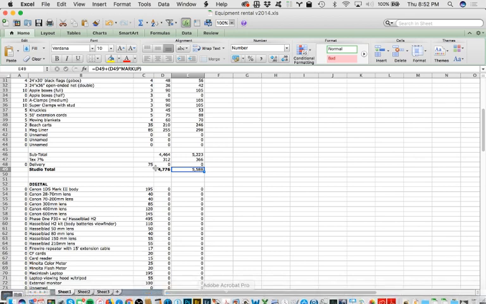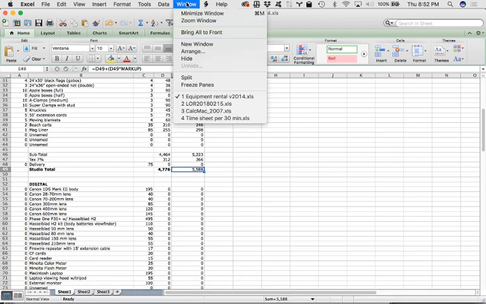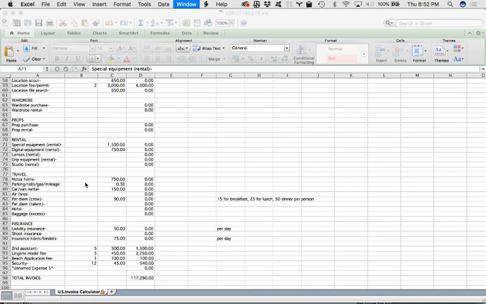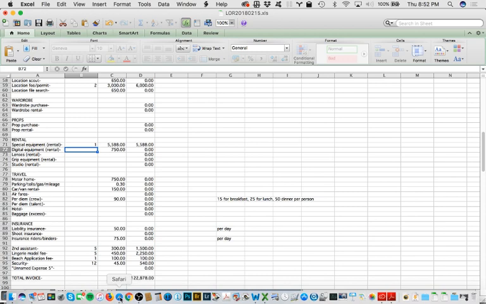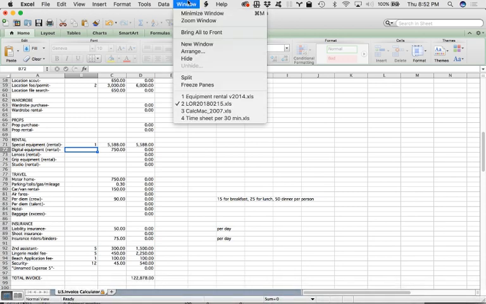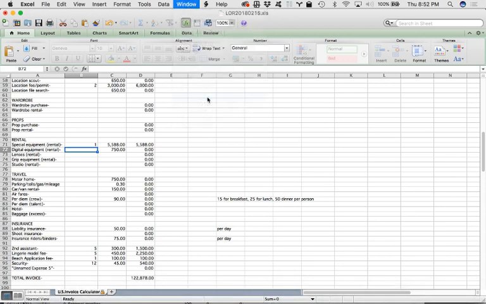Okay, so back to my Excel spreadsheet, the calculator for this guy. I would put in for special equipment, 1, because you don't need to do this per day, and then just put in the total, 5588. Okay, digital rental equipment. This is cameras. We need to go back into our calculator for our equipment.